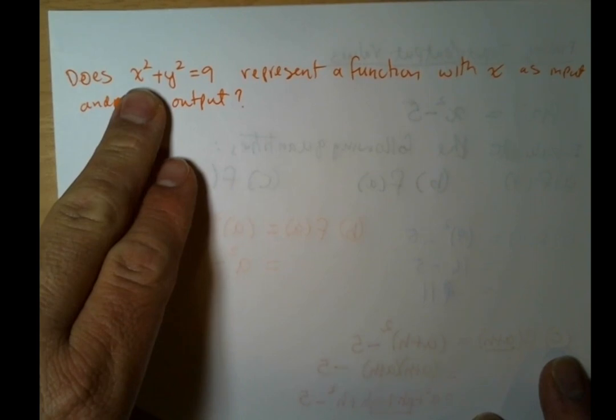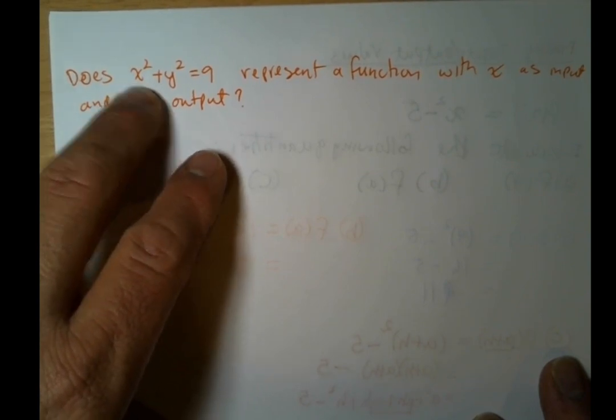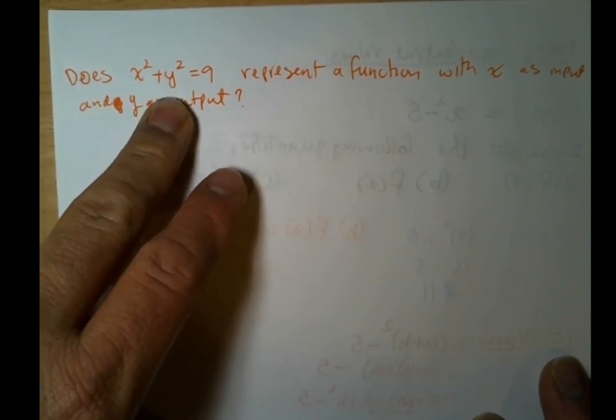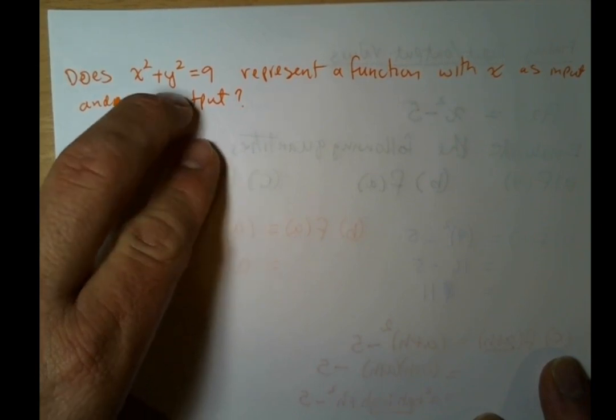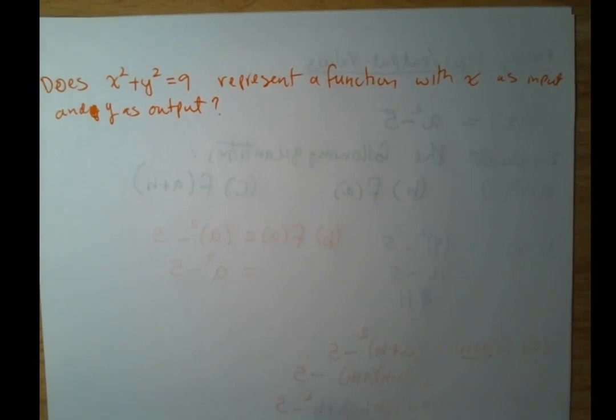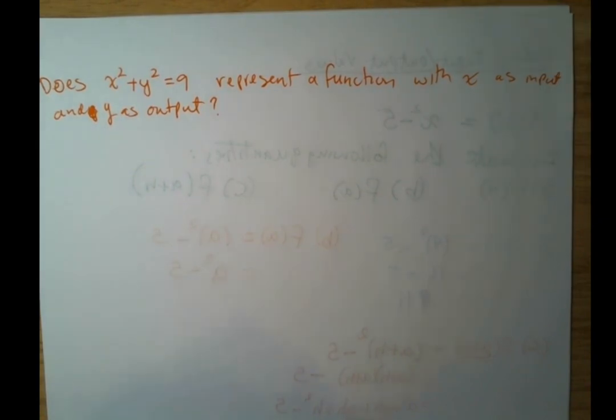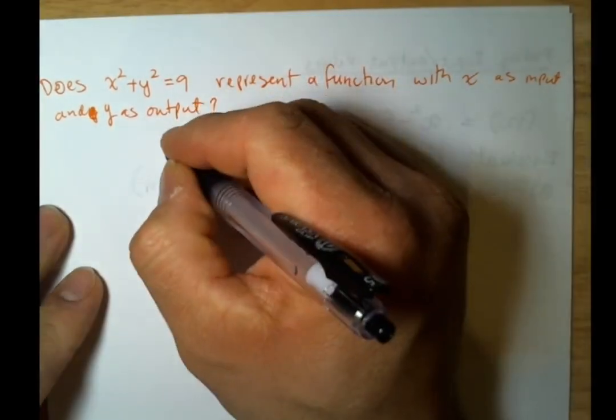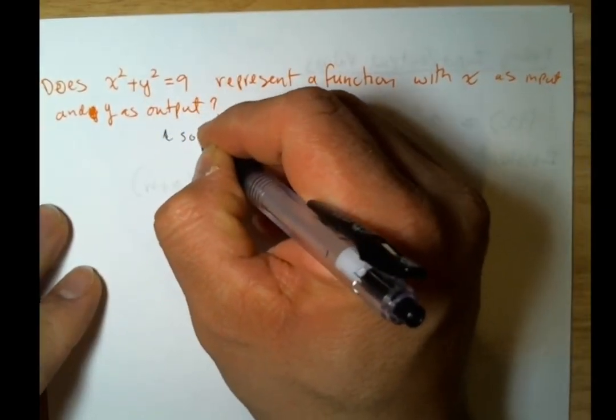This relation represents, you take the first input, you square it, you take the second input, you also square that, and if you add them up and get 9, then you have yourself a relation. Excuse me, you have yourself an ordered pair for the relation. So let's go ahead and solve for y right here.